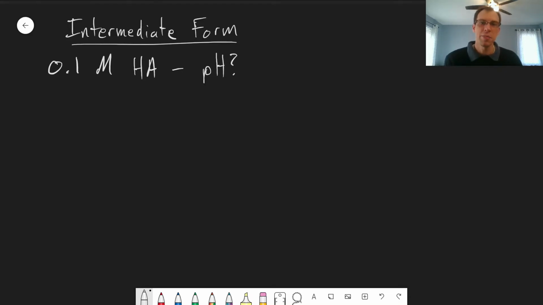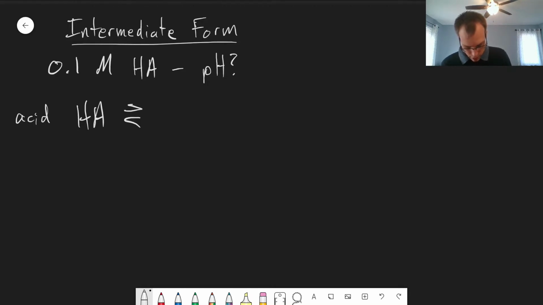So the last species we need to consider is the intermediate form. If we had a 0.1 molar solution of HA, what would be the pH of that? Now here we have, again, two equations we need to worry about. HA can act as a proton donor, as an acid, and create a proton plus A minus. All right, and that's given by Ka2, which is 10 to the negative 9.868, like we've seen before.